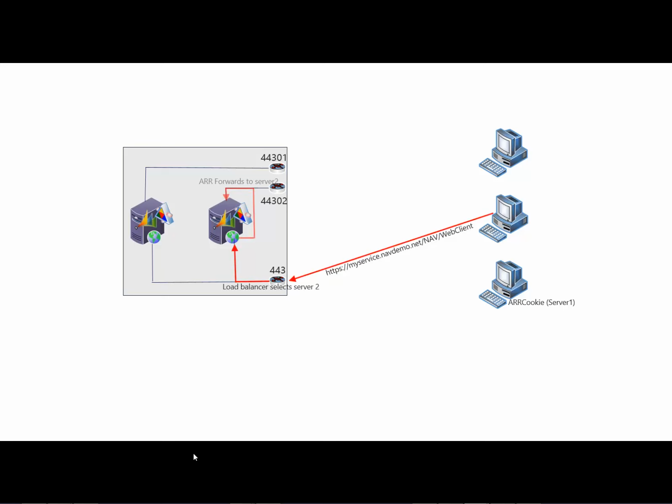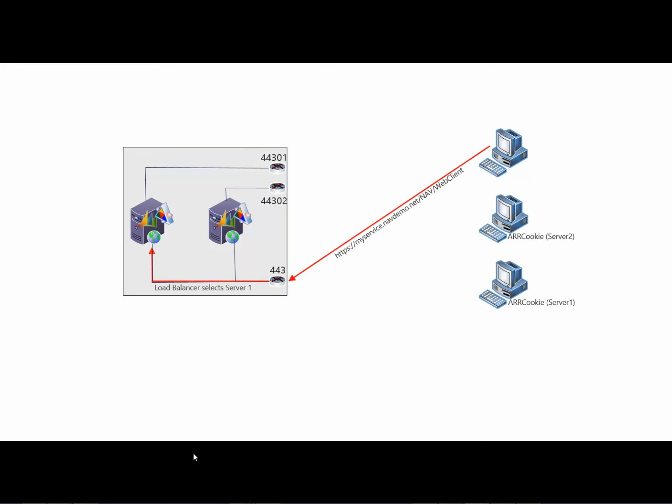The second user now connects to the same URL, myservice.navdemo.net, and the load balancer selects server number 2, application request routing on that server forwards to server number 2, and returns an ARR cookie to the user's computer, which states that he uses server number 2.